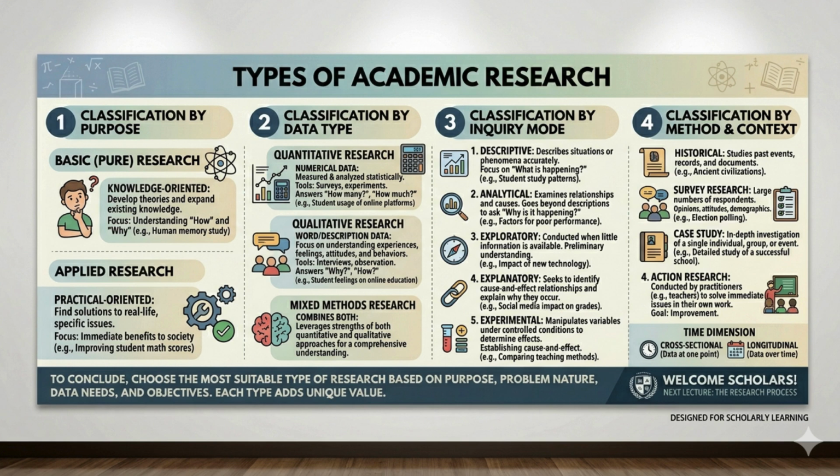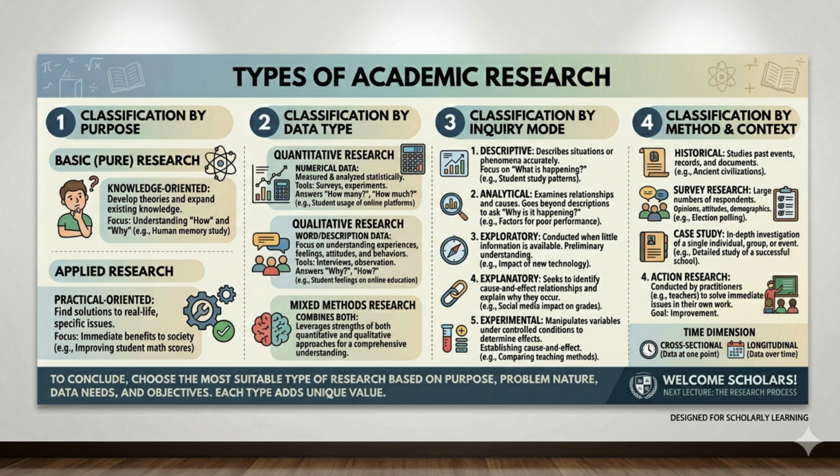Many modern studies use mixed methods research, which combines both quantitative and qualitative approaches. This method allows researchers to benefit from the strengths of both approaches. For example, a researcher studying student satisfaction may first distribute a questionnaire to collect numerical data and then conduct interviews to gain detailed explanations. By combining both types of data, researchers obtain a more comprehensive understanding of the problem.